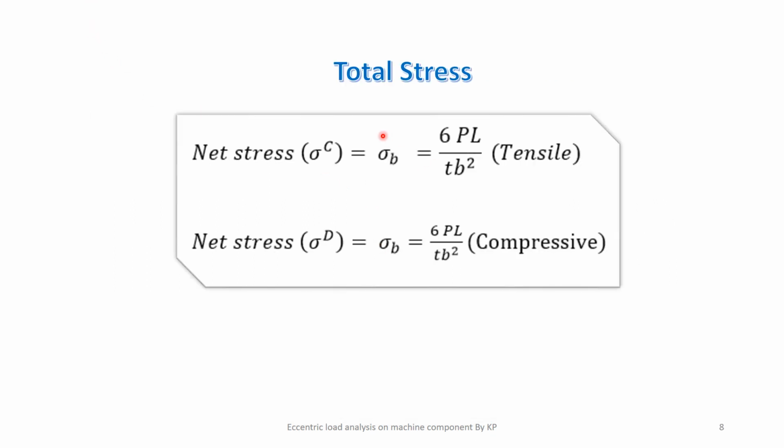The total stress at point C, the net value of the stress, is equal to sigma b, that is 6PL divided by TB square, and that is tensile in nature, while the net stress at point D is called sigma d, and that is also equal to the bending stress, 6PL divided by TB square, which is compressive in nature.